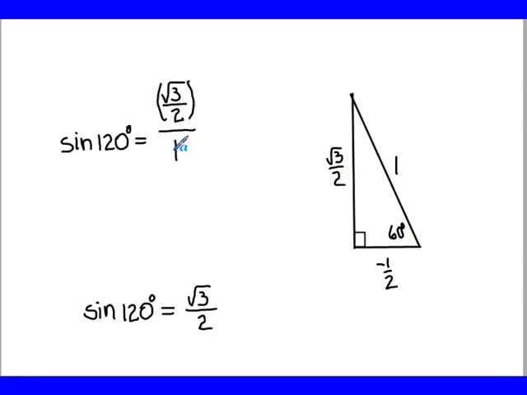And we know that's y over r, or the opposite over the hypotenuse. So in this case, the opposite side is the square root of 3 over 2. The hypotenuse is 1. So the sine of 120 degrees is equal to the square root of 3 over 2, that fraction, divided by 1. And that's simply equal to the square root of 3 over 2.